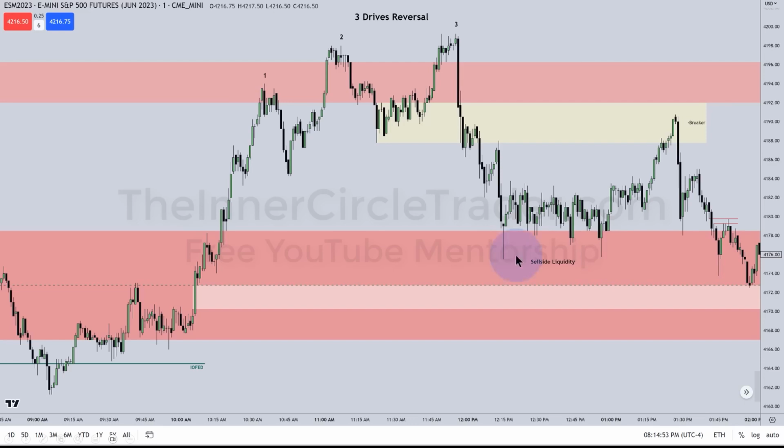So that level right there is going to have a lot of sell side liquidity. And the market runs from the breaker down into that, hits it, and trades into the imbalance right here, which is institutional order flow entry drill as well. And this is also a fair value gap. This nice little retracement into that and then delivers harshly right into that fair value gap.